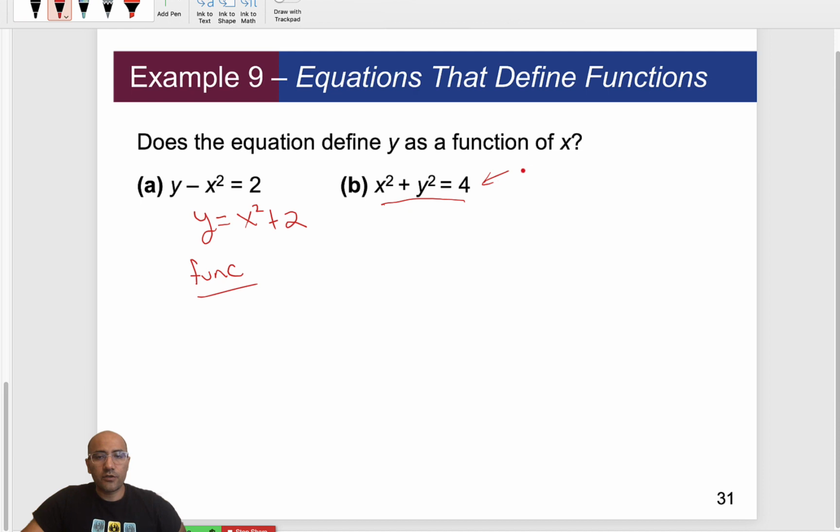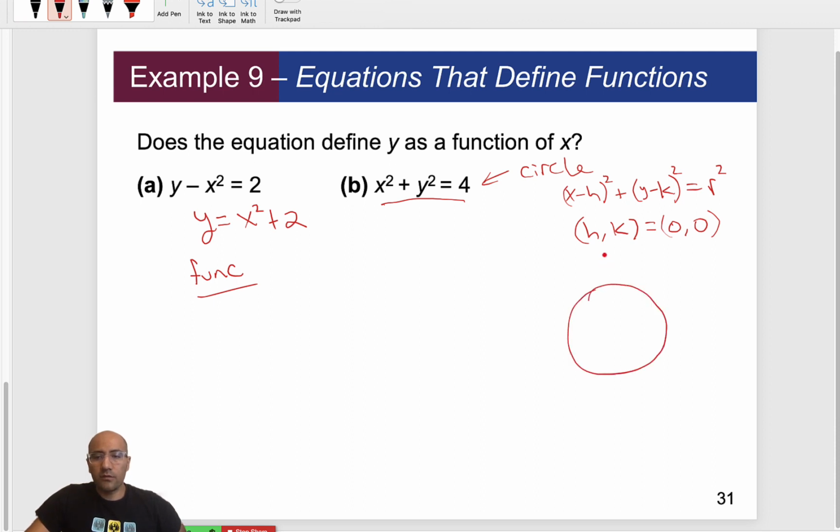This is the equation of a circle, right? It fits the general form of a circle, (x minus h) squared plus (y minus k) squared equals r squared. Here, the h and the k equal 0. So we have a circle centered at the point 0, 0, right? That's what these tell us. And the radius is going to be 2, right? 2 squared is 4. So it's just a standard circle centered at the origin.